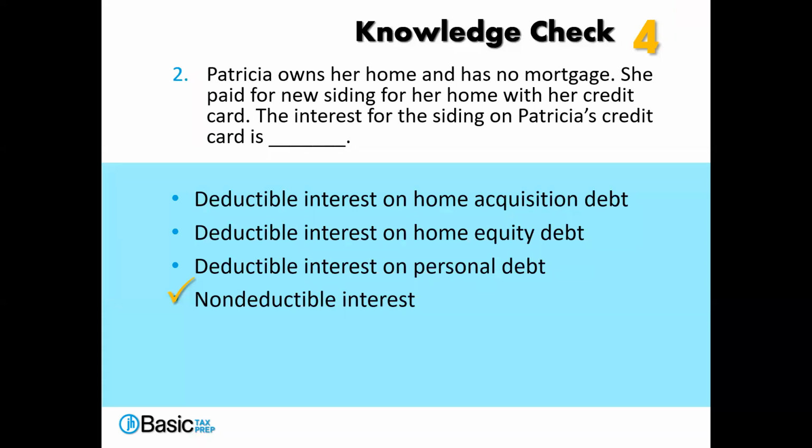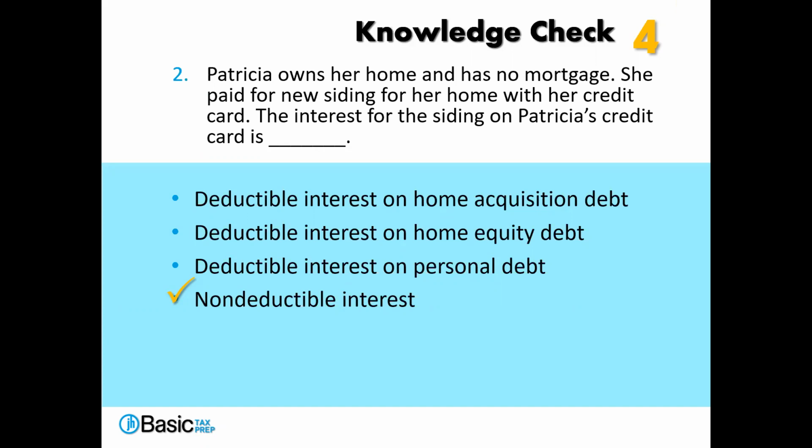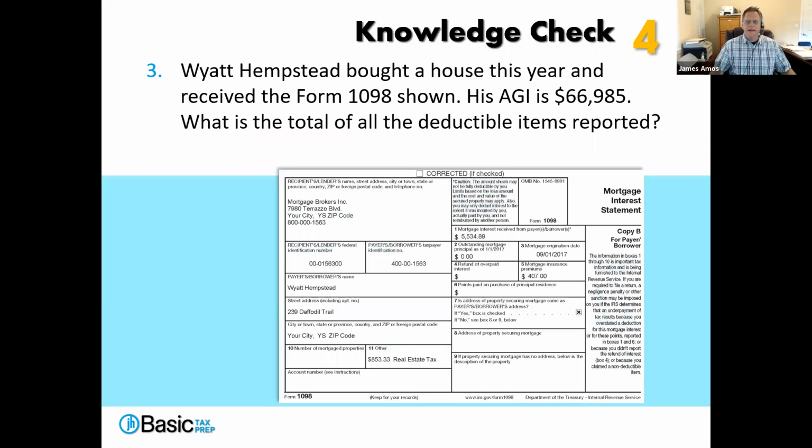Yes. Which way could she have deducted it? As home acquisition debt, home equity debt, or personal debt? Home equity debt. Home acquisition debt is when you buy the house for the first time. And can you ever deduct personal debt interest? No. Perfect.